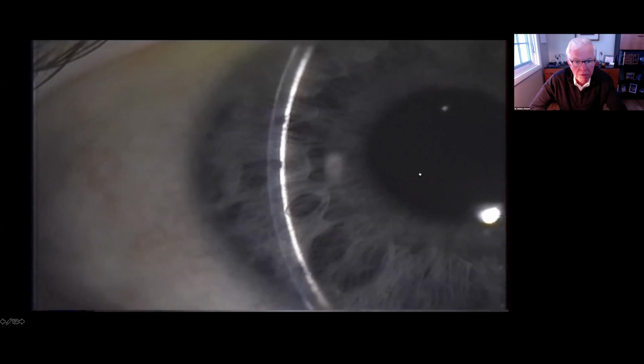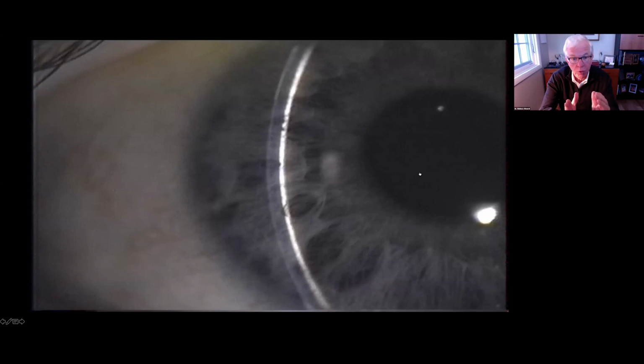So you basically use the corneal thickness as a ruler. Any chamber that's deeper than the cornea is thick is quite deep. Once you get down to half corneal thickness or less, then that's a pretty narrow angle.